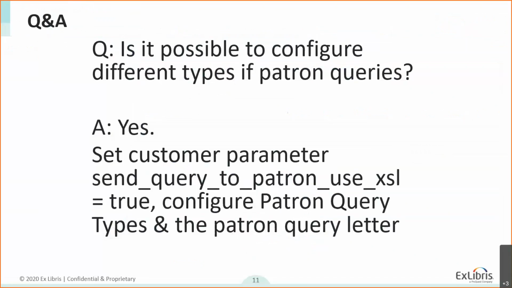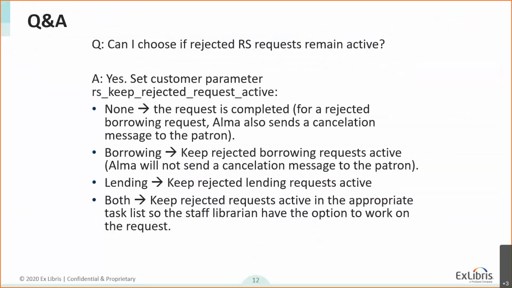Let's see what else we have here. Can I choose if rejected resource sharing requests remain active? So out of the box, if a request is rejected, it's completed. But we do have a parameter, resource sharing keep rejected requests active. It's in the fulfillment customer parameters that I've shown before. And this has 4 possible values. The default value is none, meaning the request is completed.